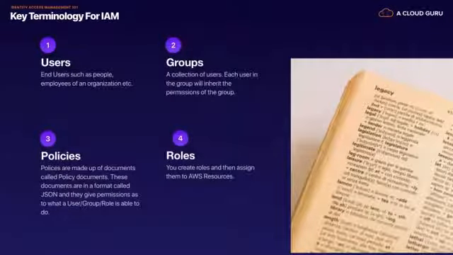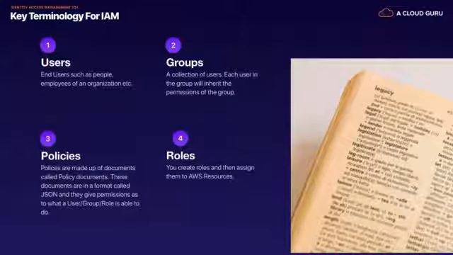So we're going to learn some key terminology for IAM, really 4 key terms that we need to learn. One is users, and this is simply end users such as people, employees of an organization, etc. We then have groups. This is a collection of users. Each user in the group will inherit the permissions of the group. So you might have a group that is able to access S3, and you might have another group that's able to access EC2. So long as that user is in that group, that user will inherit the permissions of the group.